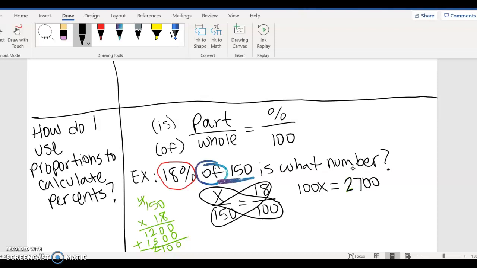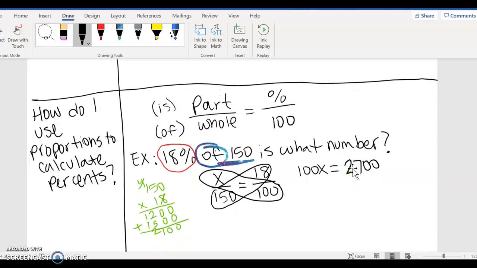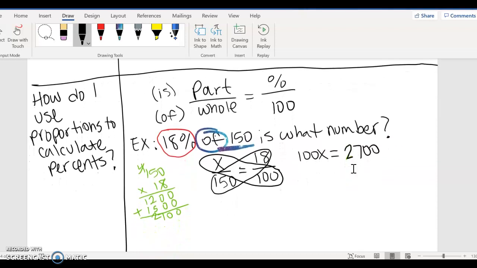Okay, now our goal is to get X all by itself. Okay, so right now X is stuck to 100, so I've got to get rid of that 100. So the opposite of multiplying by 100 is dividing by 100. And whatever I do to one side of my equal sign, I have to do to the other side of my equal sign. It has to stay balanced.